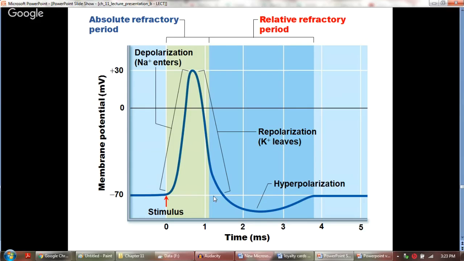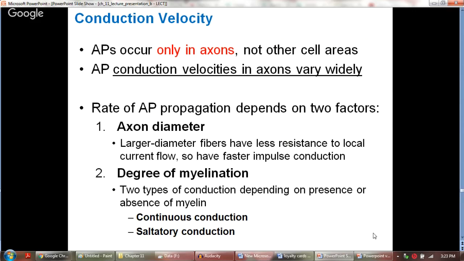So here you would see the absolute refractory period, the depolarization happening, and the repolarization happening. In the relative refractory period, starting from here, some potassium channels are still open, and then the hyperpolarization is happening, and during this process, if the stimulus is high, you can generate another action potential.